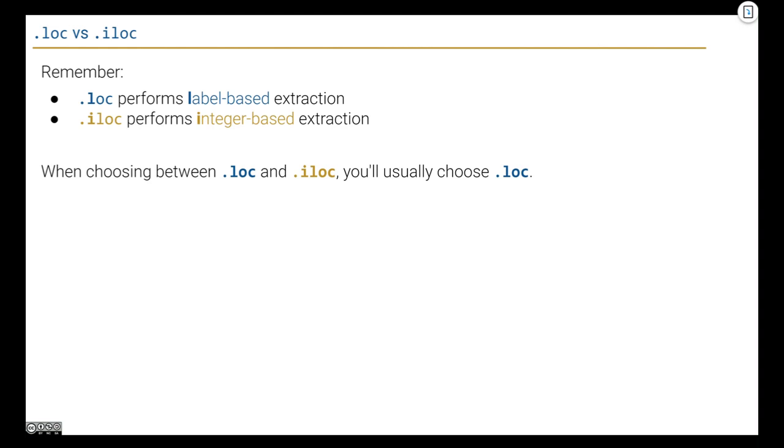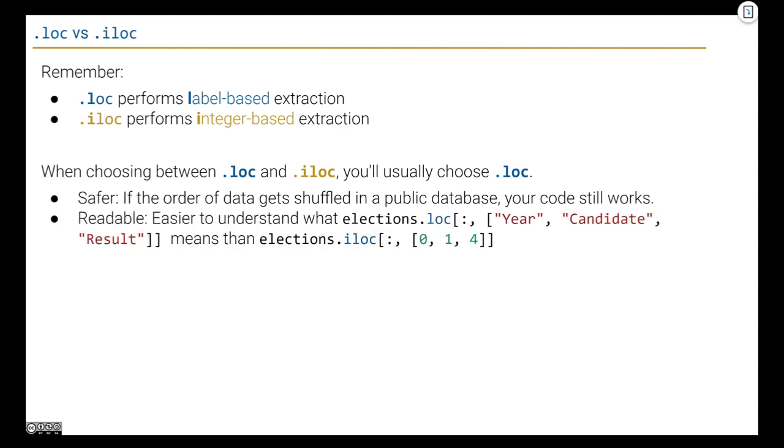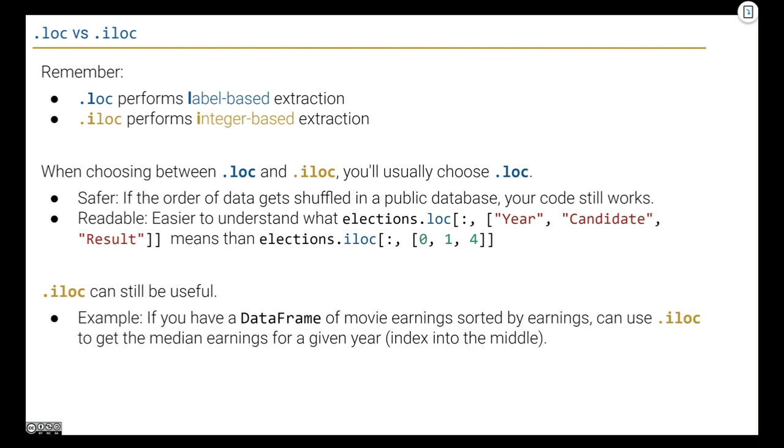In general, in this class, when we're choosing between loc and iloc, we'll typically be using loc. This is for multiple reasons. It's safer and it's more readable. It's easier to understand what you're actually grabbing. iloc can still be useful though, and we're going to see a couple of examples, but if you know specifically that you want to grab a certain percentile of the data, then iloc is a good go-to.